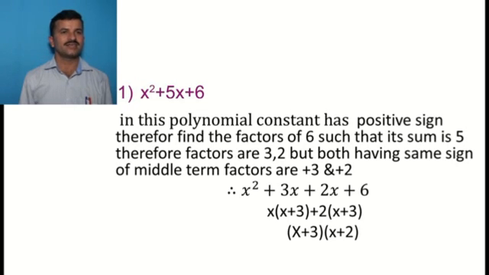Now factors are 6 and 1 is the first pair and second pair is 3 and 2. But 6 plus 1 is equal to 7. Therefore you cannot take 6 and 1 as the factors. Therefore you have to choose 3 and 2 as the factors of 6.